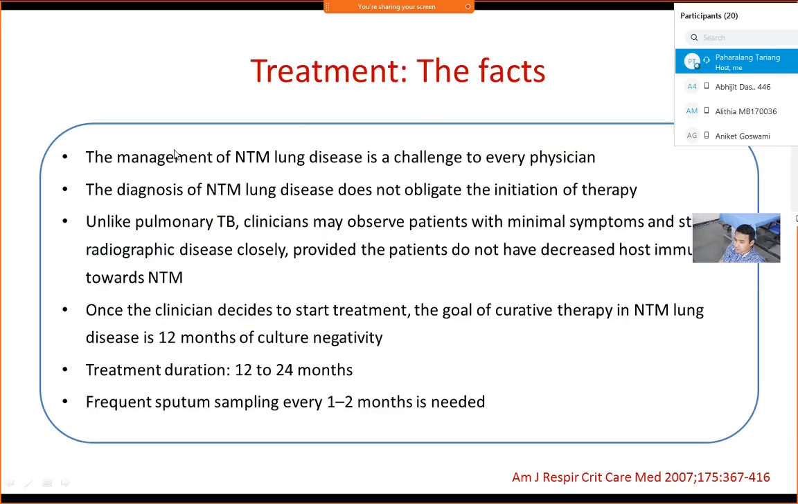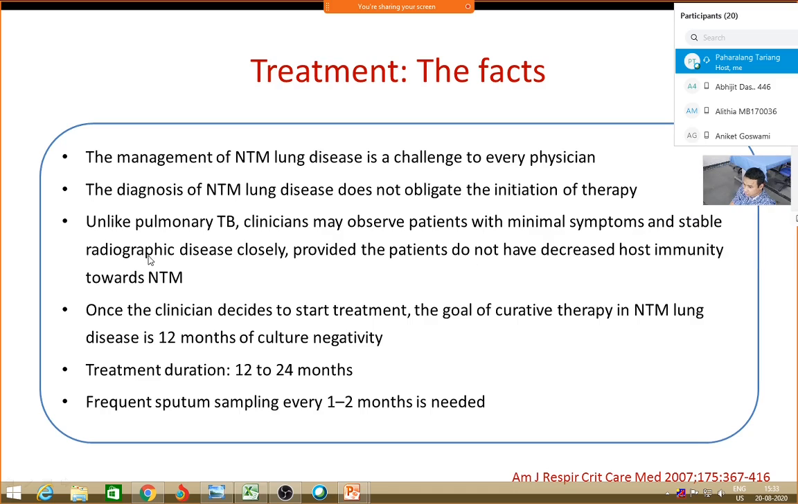Okay. So for treatment of NTM, what we need to know is that management of NTM disease is a challenge to every physician. The diagnosis of NTM does not obligate the initiation of therapy. Like I said, just the presence of NTM does not mean that we have to treat all of them. We can afford to wait and watch. Unlike pulmonary TB, clinicians may observe patients with minimal symptoms.